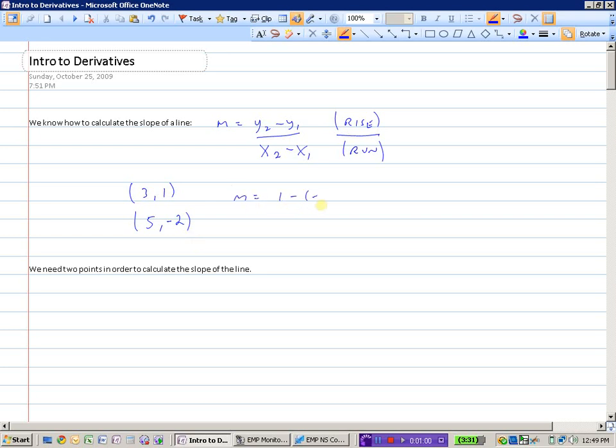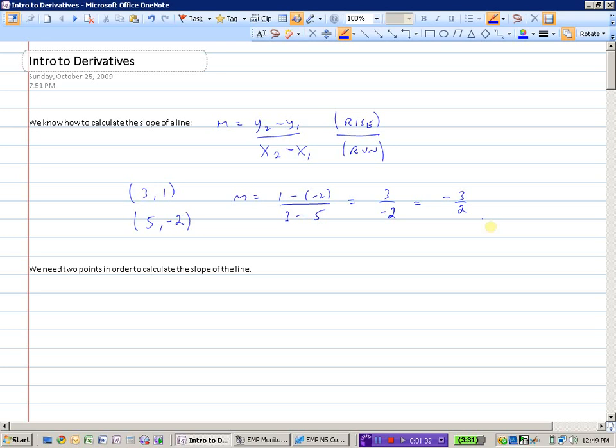1 minus minus 2, that's y minus y, over x minus x. 1 minus minus 2 is 3. 3 minus 5 is negative 2. And we get a slope of minus 3 over 2. Yeah, I kind of remember doing that? Math 10, finding the slope of a line.